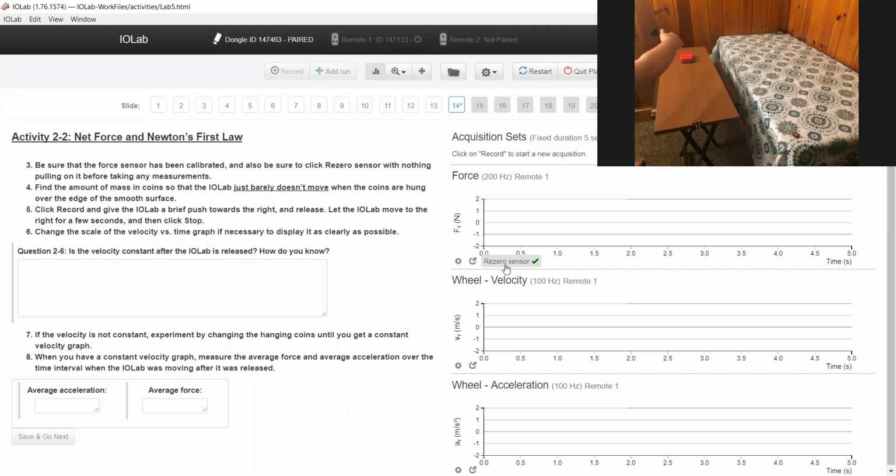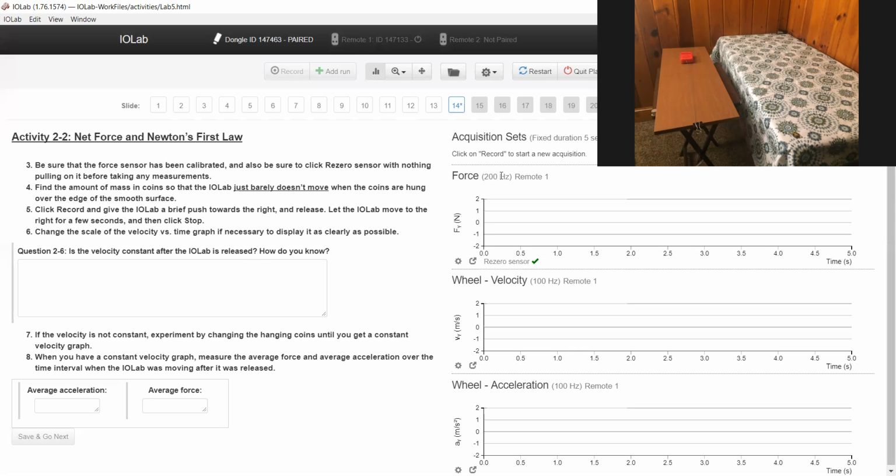If you give a slight push, it's going to move, but with the hung mass it will barely move, as has been shown here. So your IOLab should not move with the hung mass of the coins. If you keep it straight and slightly raise it this way, you see, it barely moves. And the mass should not be too little either. The whole idea is we are going to pull with a certain force that is equal to the frictional force, but in the opposite direction.